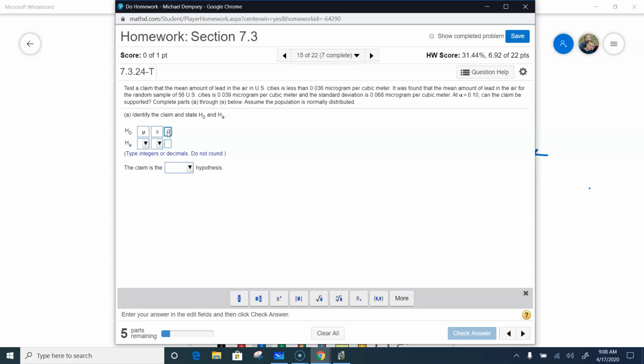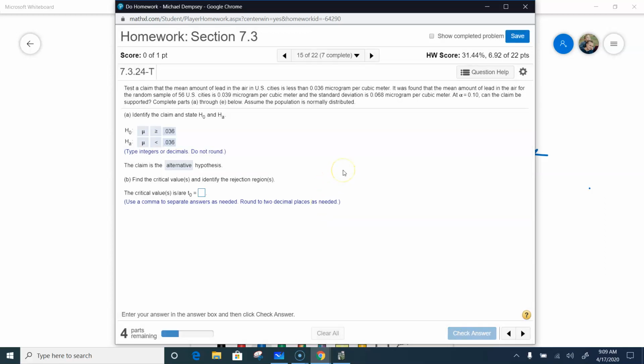0.036. Okay, so this is the actual claim. They're saying that it's less than 0.036. We don't need to read any further. We'll get the rest of this. We got our sample size. We got our sample statistic. In this case, the claim is the alternate hypothesis, right? They're claiming that it's less than. Your null hypothesis always has to have some incarnation of an equal sign in there.